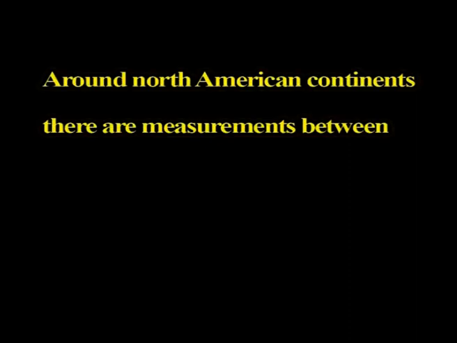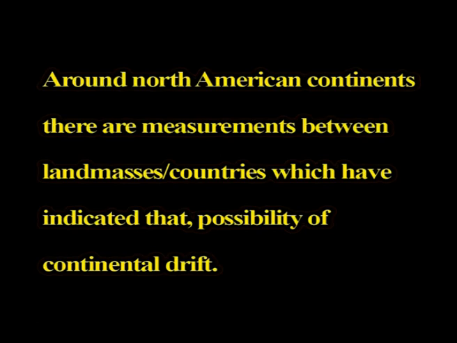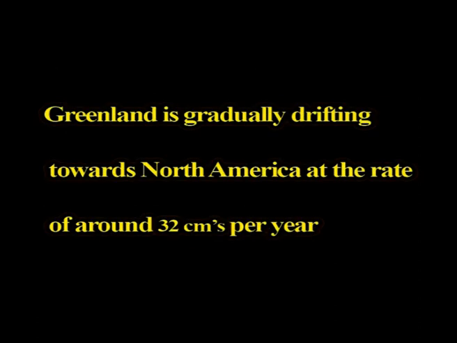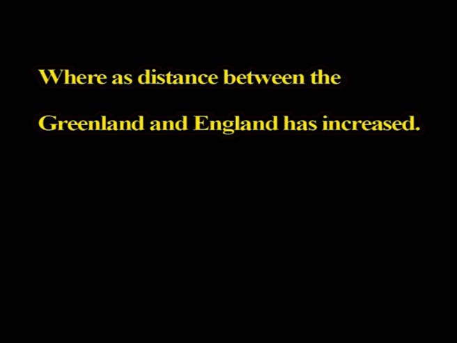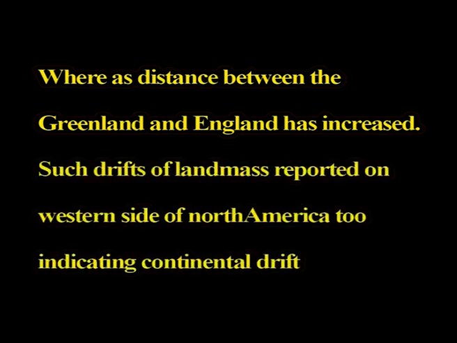Number 1, around the North American continents, there are measurements between land masses and countries which have indicated a possibility of continental drift. Greenland is gradually drifting westwards, that is towards North America, at the rate of something like 32 kilometers per year, whereas the distance between Greenland and England has decreased. That clearly shows the westward movement of the Americas. Such drifts of land masses are reported on the western side of the North American continent too, indicating continental drift.